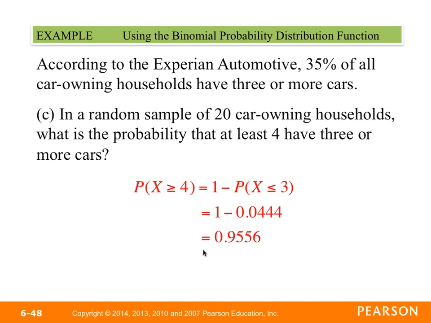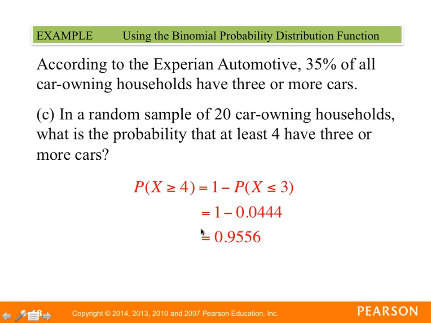Okay, in a random sample of 20 car-owning households, what is the probability that at least 4 have 3 or more cars? So that means that we want to find the probability that x is greater than or equal to 4. Now for this one, x greater than or equal to 4 is just the opposite of x less than or equal to 3. So we can take 1, which is our total probability, and subtract the probability that x is less than or equal to 3. We already found this probability in the previous step. It was 0.0444. So we just do 1 minus that value, and we get 0.9556.